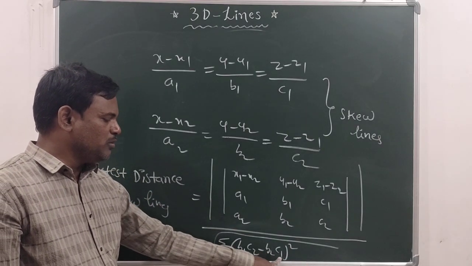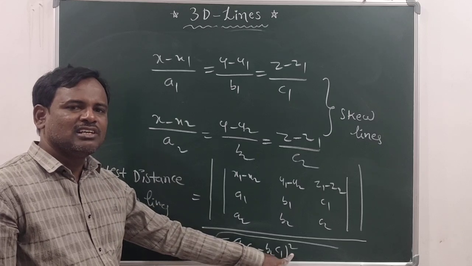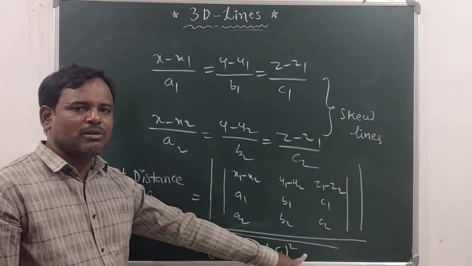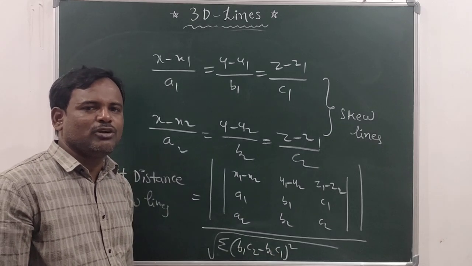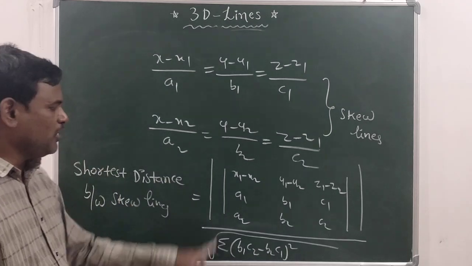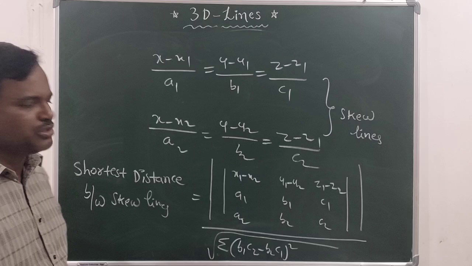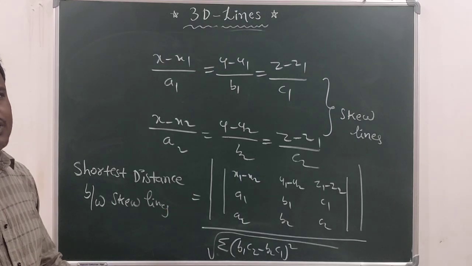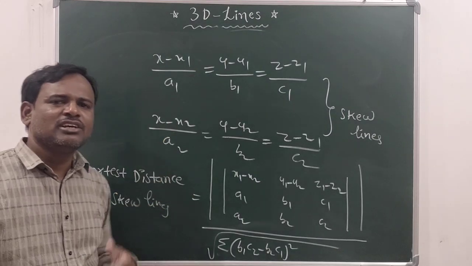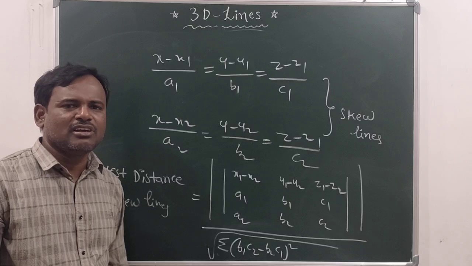(B1 C2 minus B2 C1) whole square plus (C1 A2 minus C2 A1) whole square plus (A1 B2 minus A2 B1) whole square. If you apply this formula, you get the shortest distance between these two skew lines. Very easy to remember. Based on this, you can expect a question in the competitive exam.